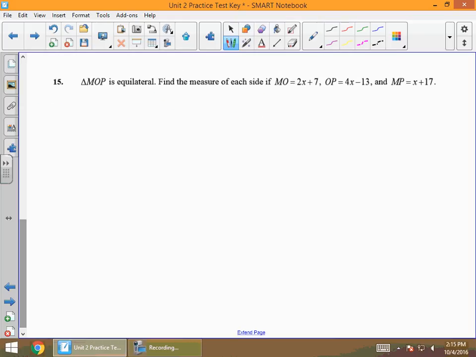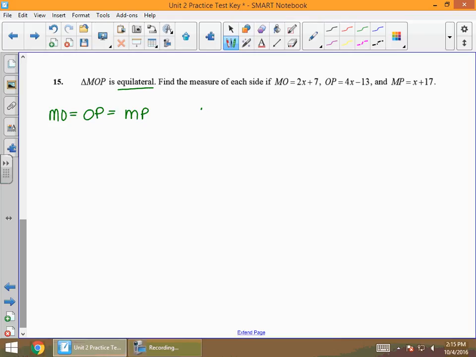All right, and the last one, number 15. Number 15 says that triangle MOP is equilateral. You need to know that equilateral means that all of the sides are the same length. So that means MO, the distance from M to O, is equal to the distance from O to P, which is equal to the distance from M to P. All three sides are exactly the same. So if they define MO, OP, and MP, pick any two that you want, because if they're all the same, if it's equilateral, find the two that are the same and set them equal. So you can set any pair that you want equal.